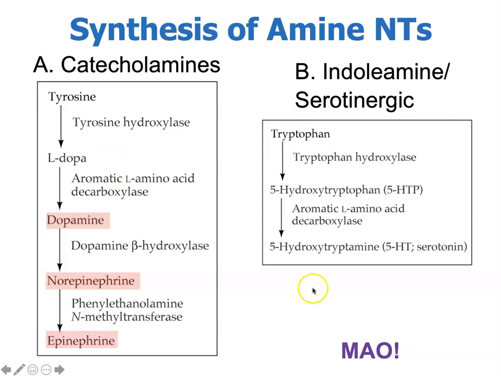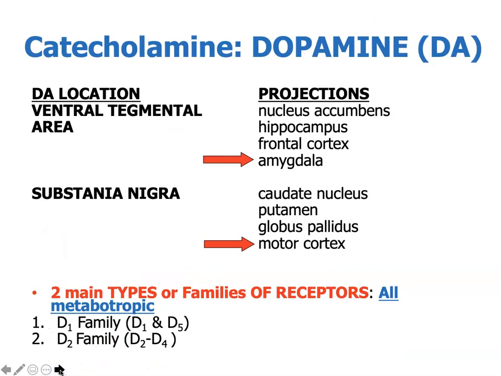And we talked about what's going to break down these catecholamines. We talked about monoamine oxidases, but with serotonin, we're going to be talking about serotonergic inhibitors. So let's look at dopamine. Again, we're going to look at each of these one at a time.